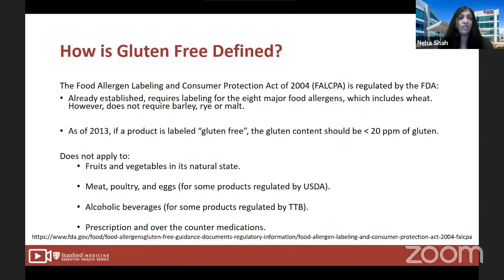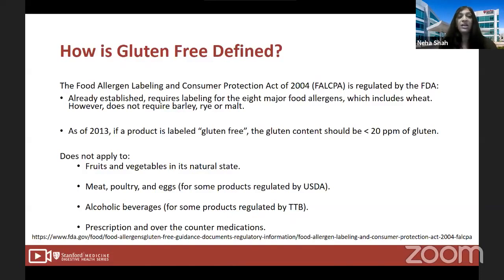Now, with that said, what does gluten-free mean? It was not formally defined before. The Food Allergen Labeling and Consumer Protection Act of 2004 requires all manufacturers to label foods if the foods contain any of the 8 major allergens. Wheat is considered to be a major allergen, so it will always be on the food packages. This act applies to FDA regulated packaged foods, but not all, such as supplements like fiber and vitamins, infant formula, and medical foods. However, the act does not require barley, rye, or malt to be disclosed.